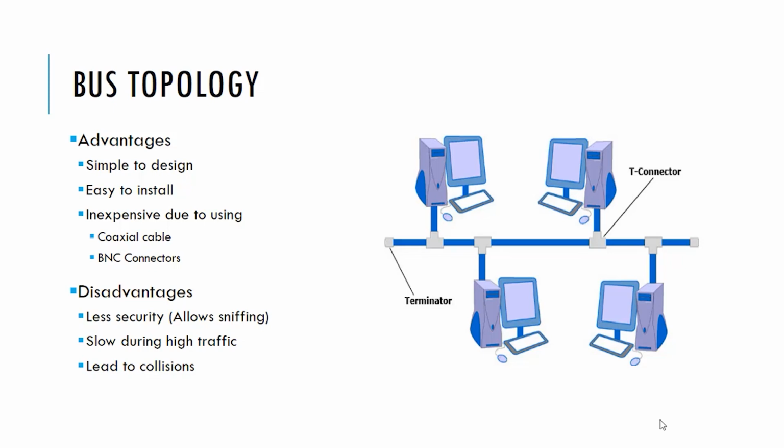The disadvantages of this bus topology start with security. This topology allows for sniffing. Every message passing from one machine to another can be sniffed by any other machine on the same bus. This means that the privacy of the message, the confidentiality of the message, can be compromised anytime it's passing the media. The bus topology is also slow during high traffic. If high traffic is introduced to this topology, the speed of the whole network goes down, leading to poor performance.